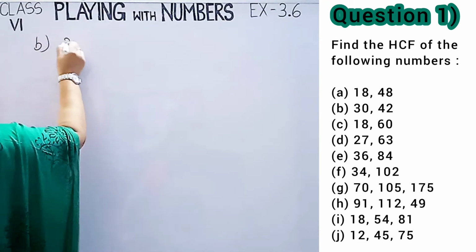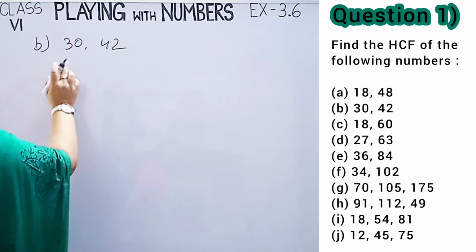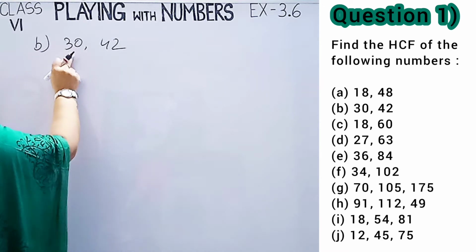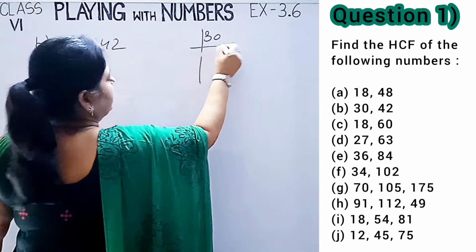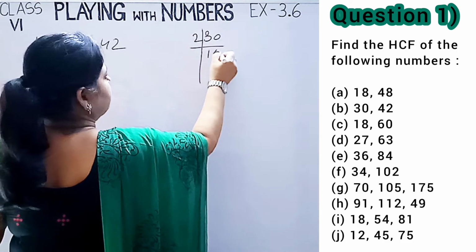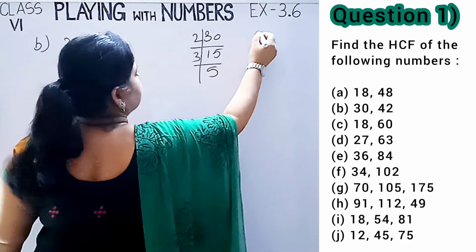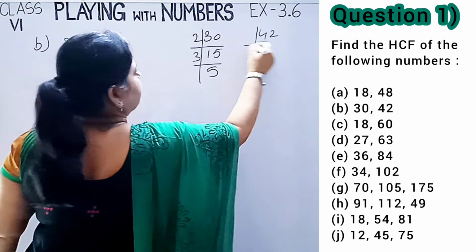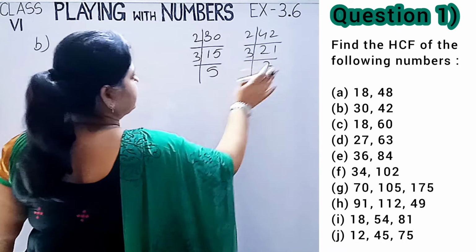B. 30, 42. So we have to do prime factorization of 30 and 42. So here prime factorization of 30, 15, 3 5s are 15. Next one is 42. 2 2s are 4, 2 1s are 2, 3 7s are 21.